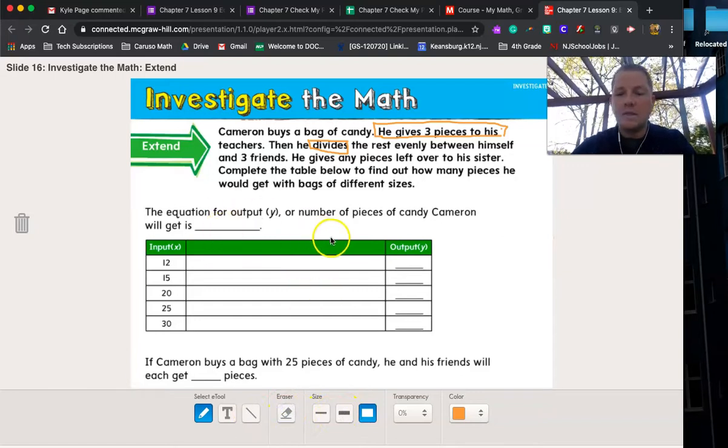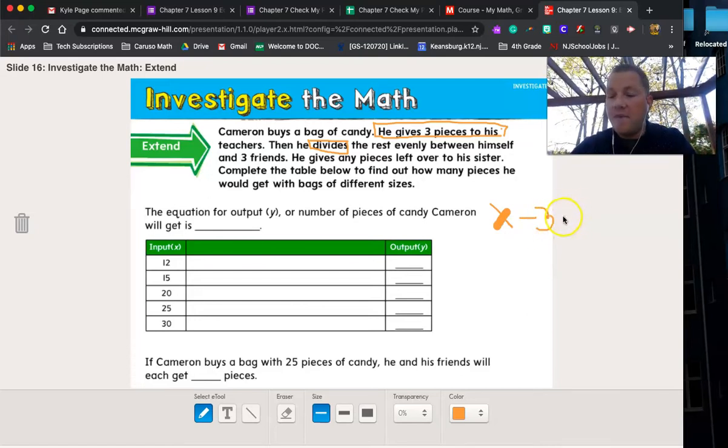So let's go through and take a look at what this equation is going to be. We have to figure out what our unknown is. Let's call our unknown x. And then we know that we're subtracting 3 from whatever he starts with, because he gives some to his teacher.